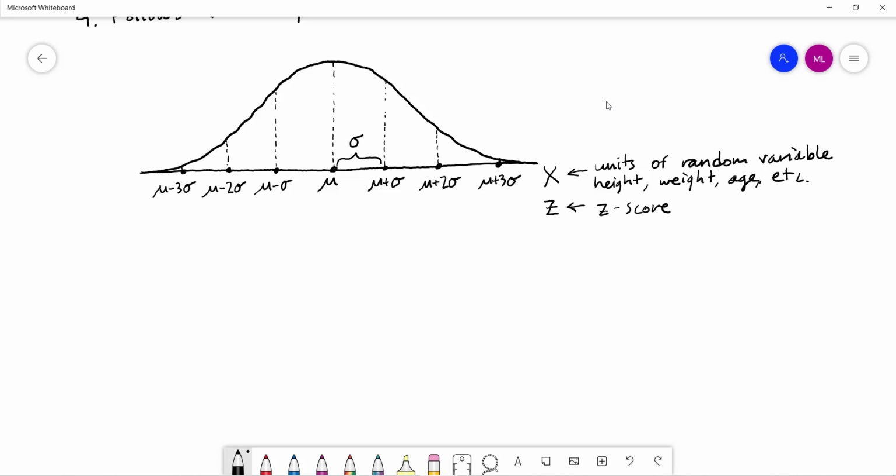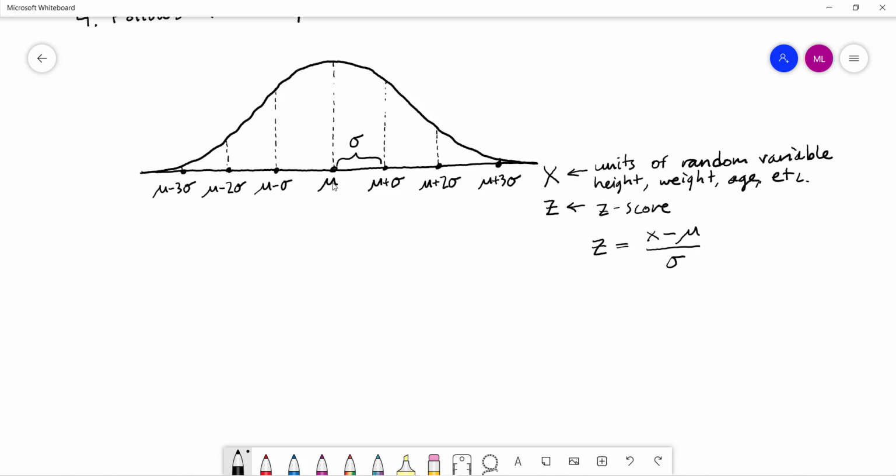I'll talk about this in an example in just a minute. But let's think about what the z-scores are. Remember, the formula for a z-score is the following. If I want the z-score, we take the value of interest, we subtract off mu, and we divide by sigma. The values of interest are these points, the different x values. So for example, the x value right here is just whatever mu happens to be.